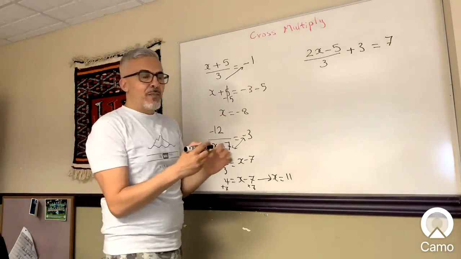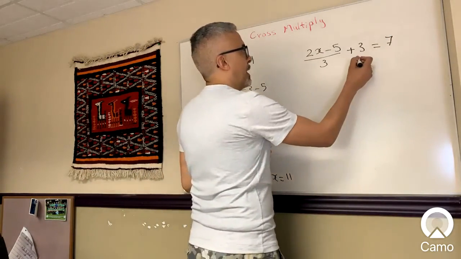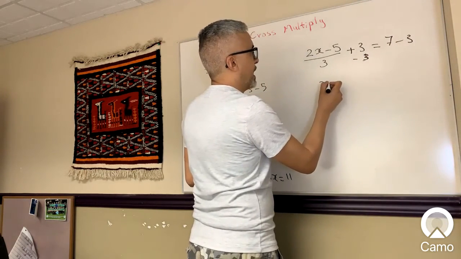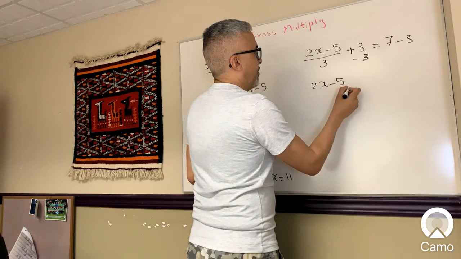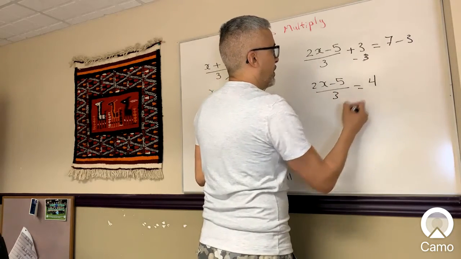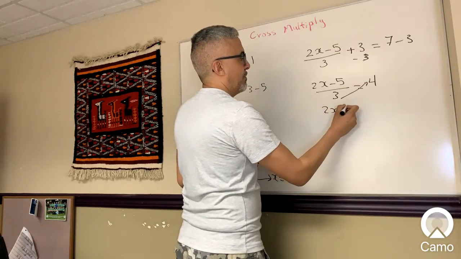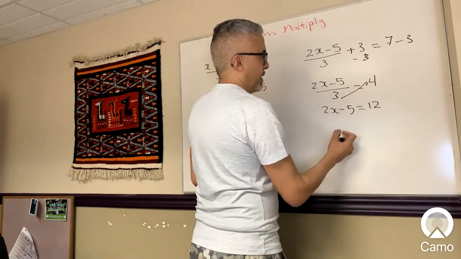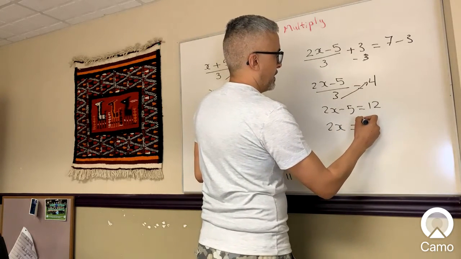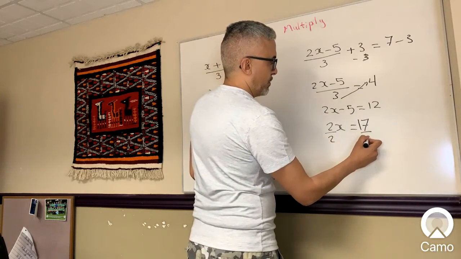But easy, I can make this one term here and move this there, and this becomes one term. So basically what I'm doing is minusing 3 from here and minusing 3 from here, and this becomes (2x minus 5) over 3 equals 7 minus 3, which is 4. Now, again, just cross multiply the 3 into there. So 2x minus 5 equals 12. And then 2x equals 17. And therefore divide both sides by 2.